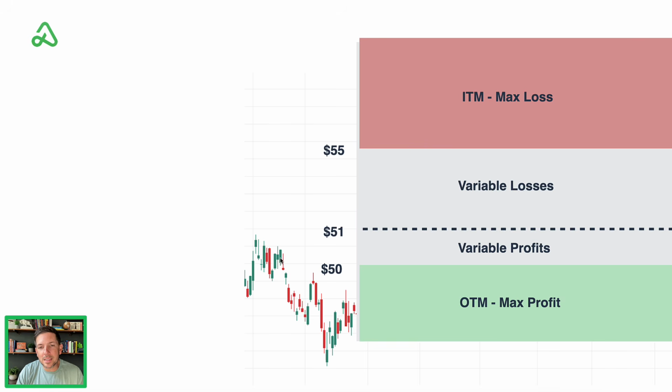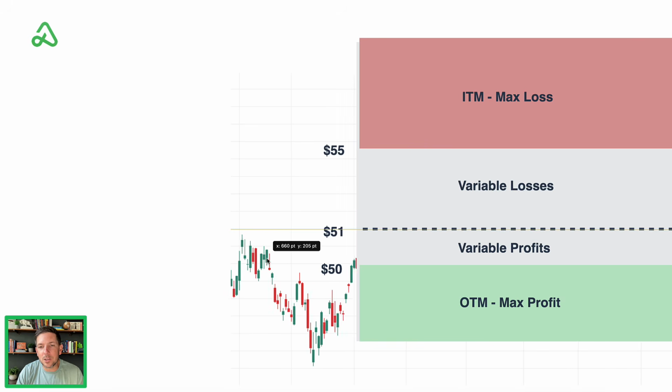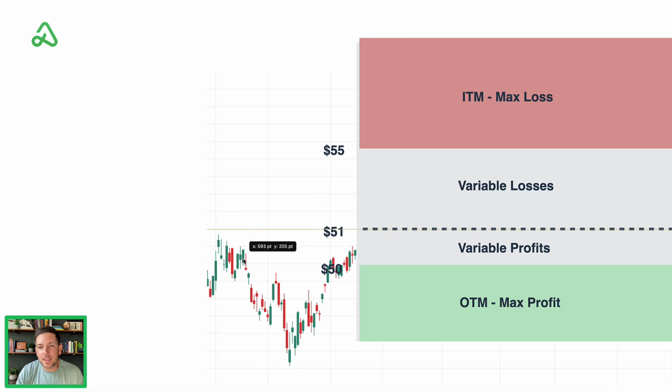So as the stock is trading, let's say we get into this position and the stock goes up a little bit. Let's say it even goes up to here. If this were the end of the expiration period, this would be good. If the stock ended right here, you didn't get your max profit because it's in between, but it's certainly below your $51 break-even point, so you still collected some money on this position.